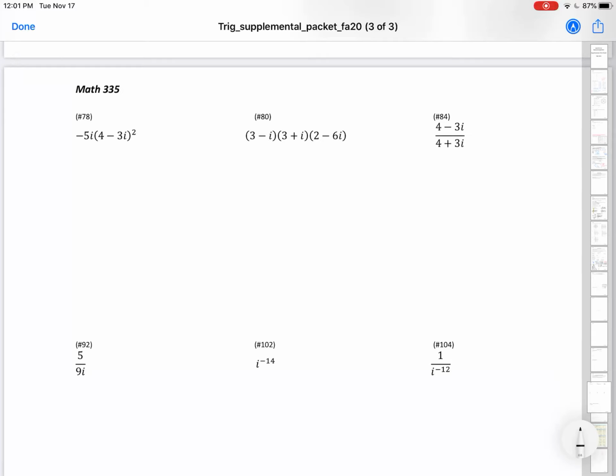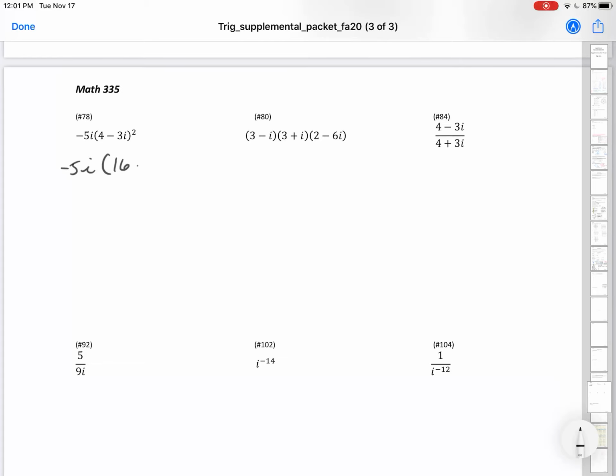This has nothing to do with trig, just getting ourselves back into this idea of imaginary numbers. So if we did one like number 78, the reason why they're doing this, if you're wondering, number one, is because it has a trigonometric form, but number two, because this is their second opportunity to reinforce i numbers. The first time was in intermediate algebra class.